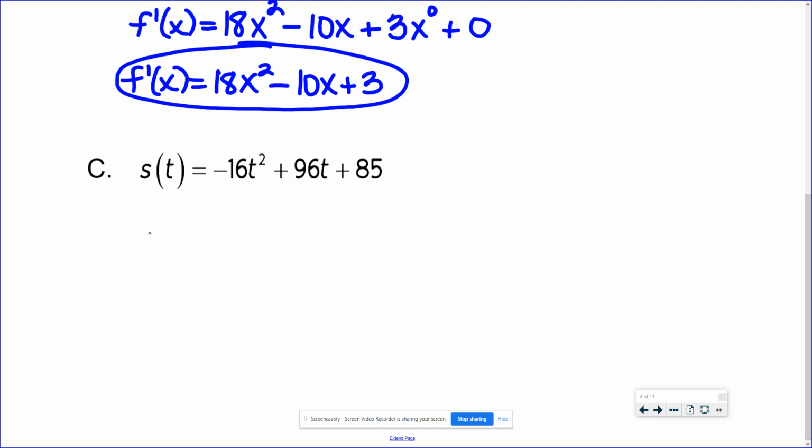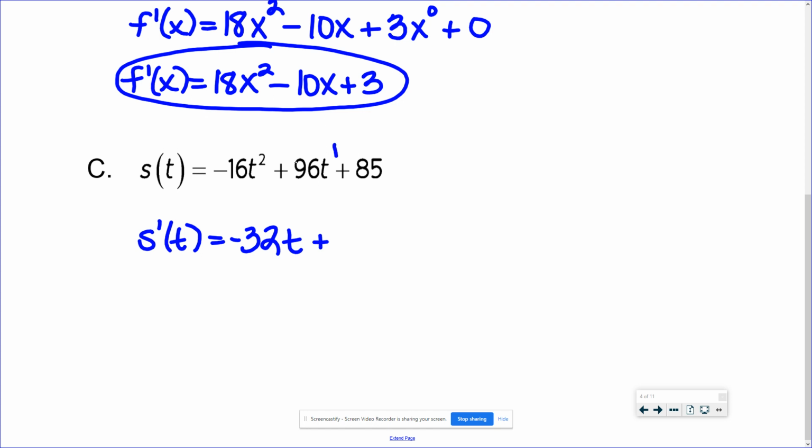Okay, last example here. Same thing, power rule, one term at a time. So bring your power to the front and multiply. That makes this negative 32. Subtract 1 from the power and you have negative 32t.